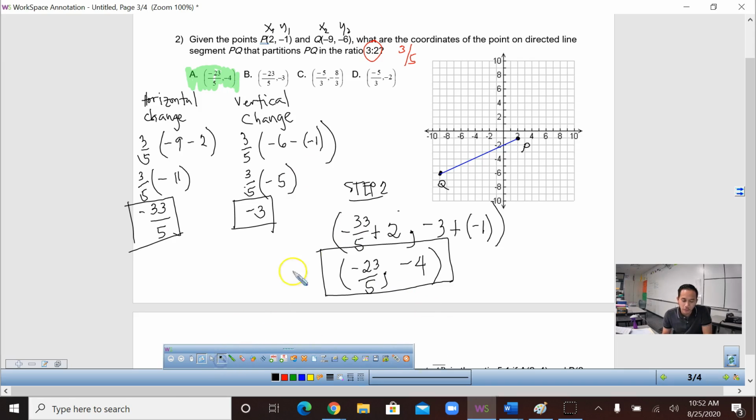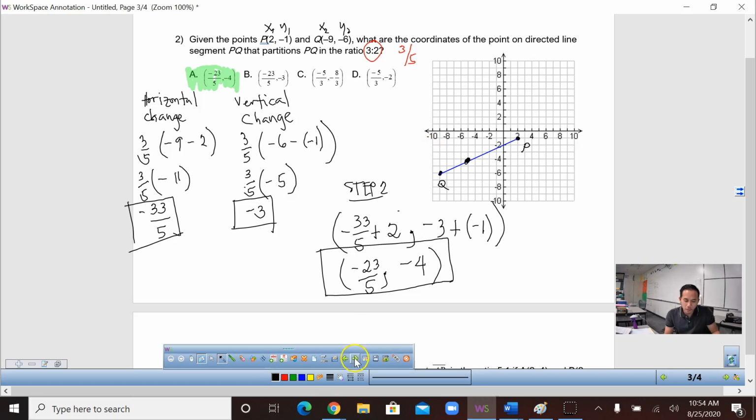So if you're going to graph this, -23 over 5 is -4.6, and then you go -4, so it's somewhere here. Okay, this is now the partition point.